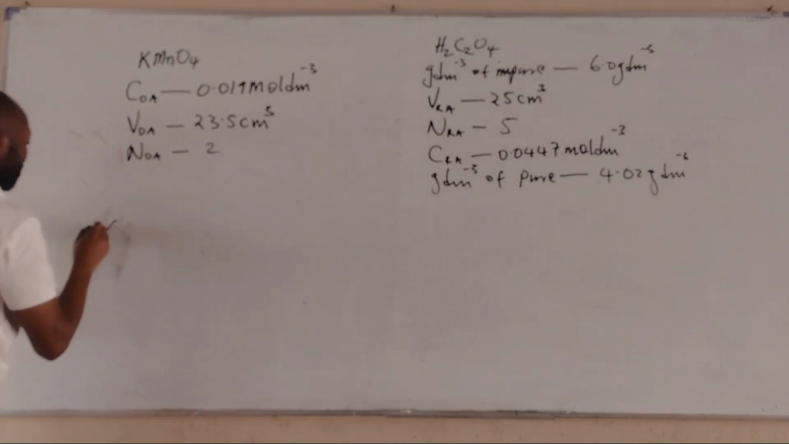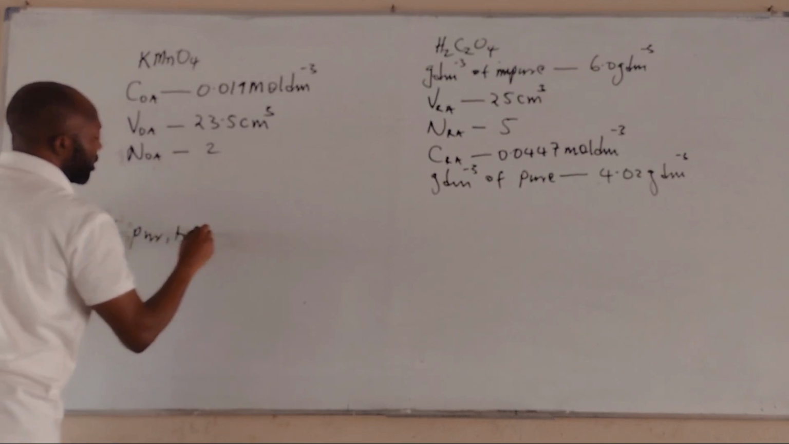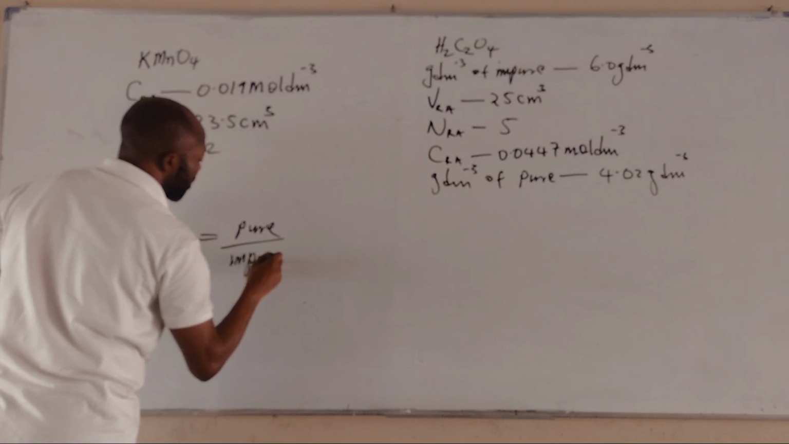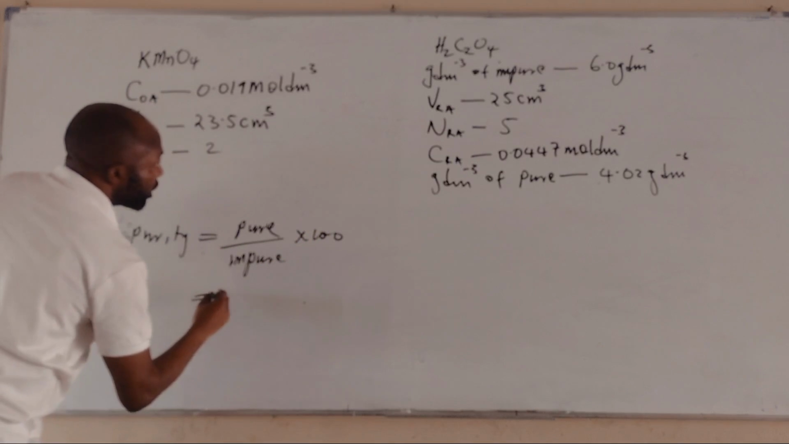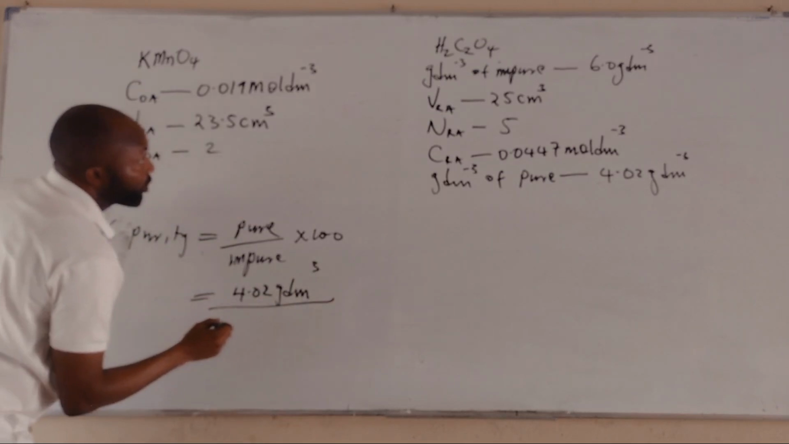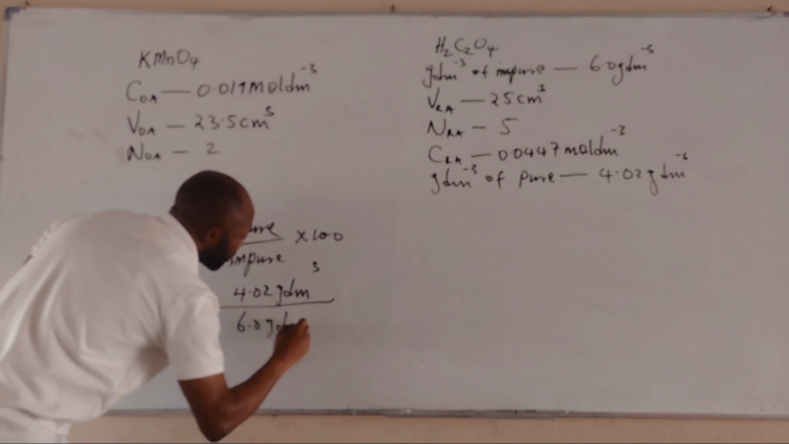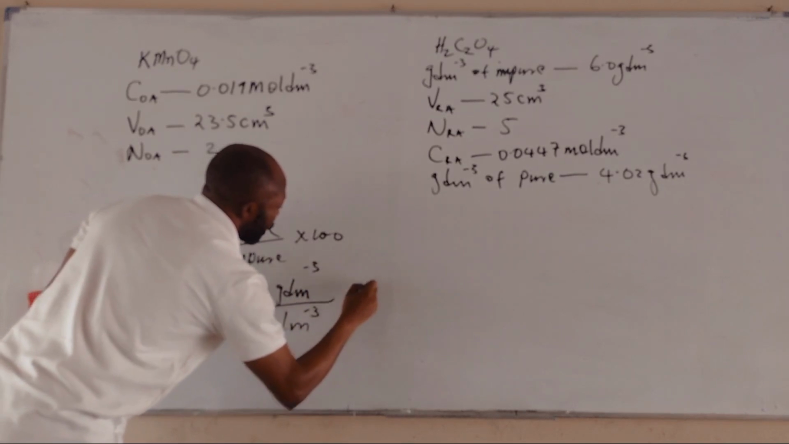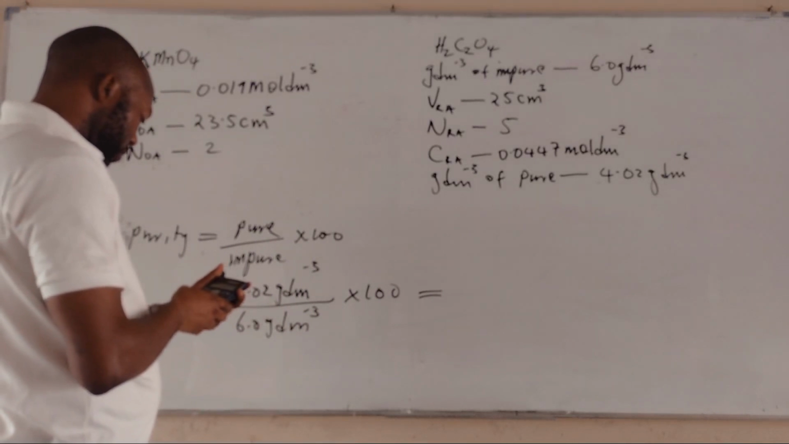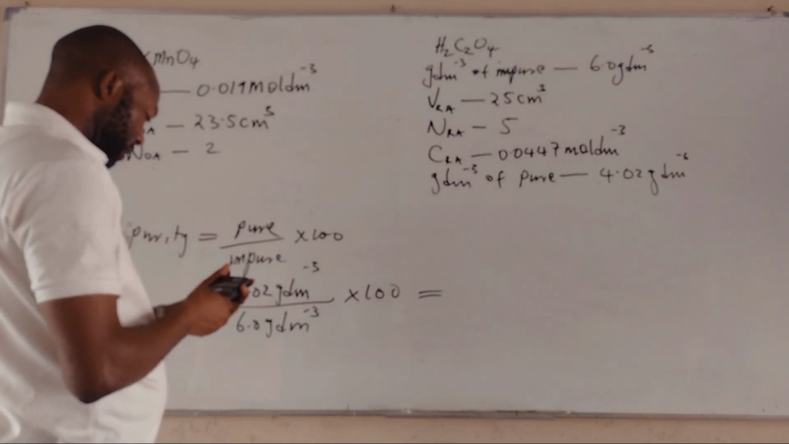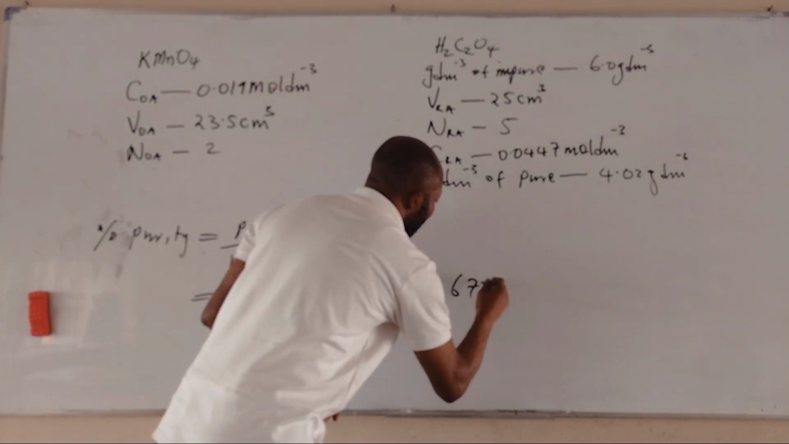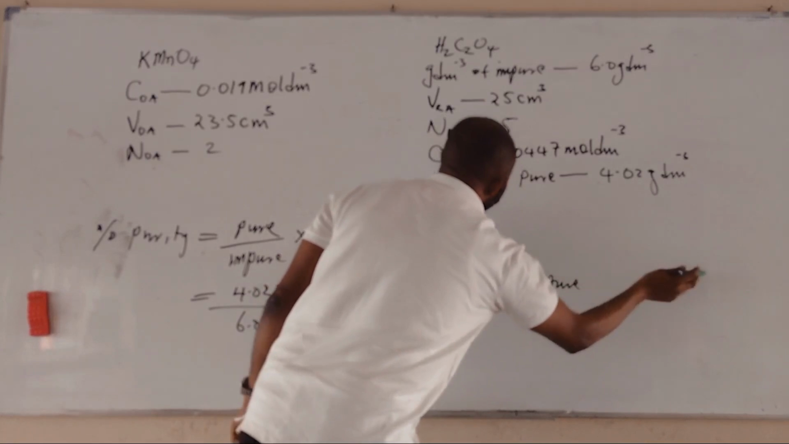Now, percentage purity equals mass of pure over mass of impure times 100. Mass of pure is 4.02 grams. Mass of impure is 6.0 grams, times 100. 4.02 divided by 6 times 100 is 67. So this is 67% of pure ethanedioic acid.